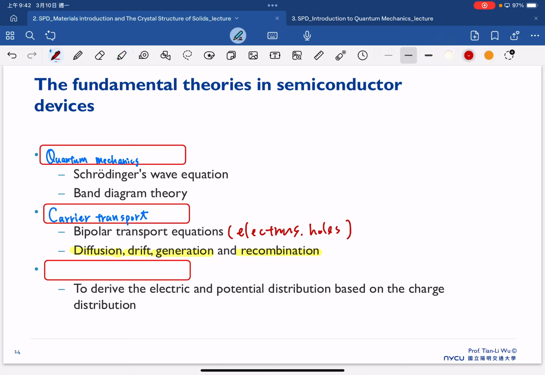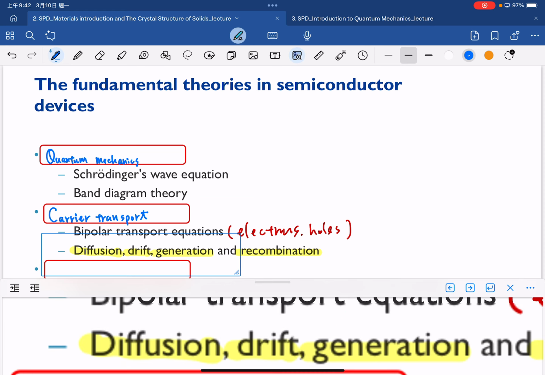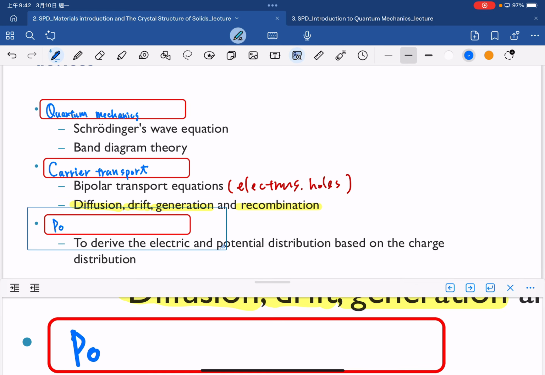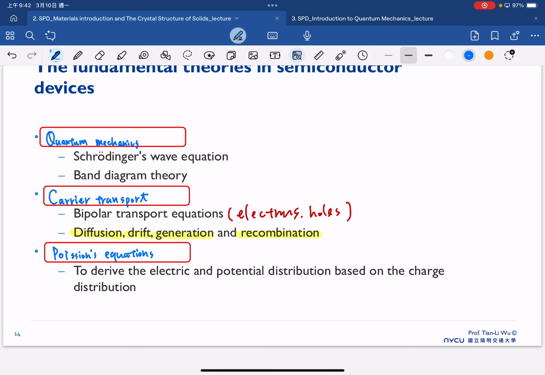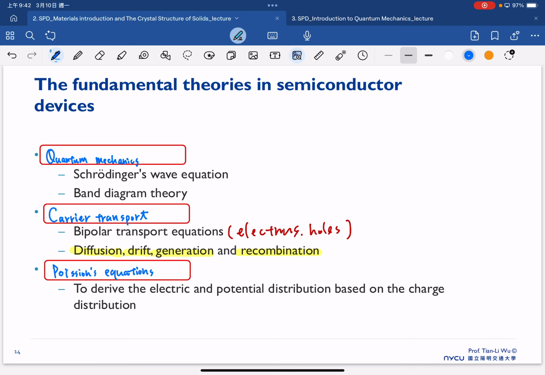And the last one is the Poisson equation. The Poisson equation is very critical. The purpose is to derive the electric field and potential distribution based on the charge distribution. The charge distribution means you have some negative charge somewhere and positive charge somewhere, and based on this negative and positive charge accumulating somewhere, we are able to derive the electric field and potential distribution. So these are the main spirit of the Poisson equation.